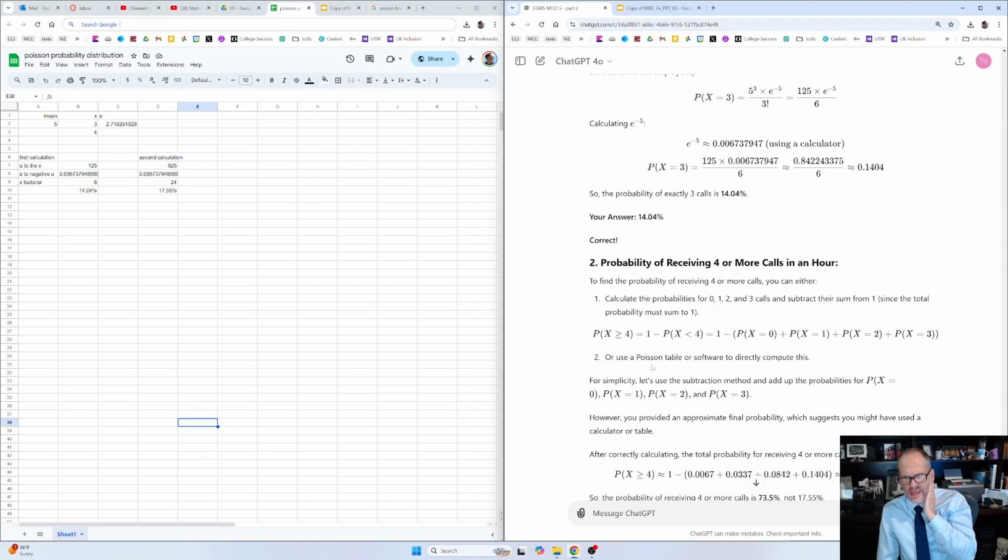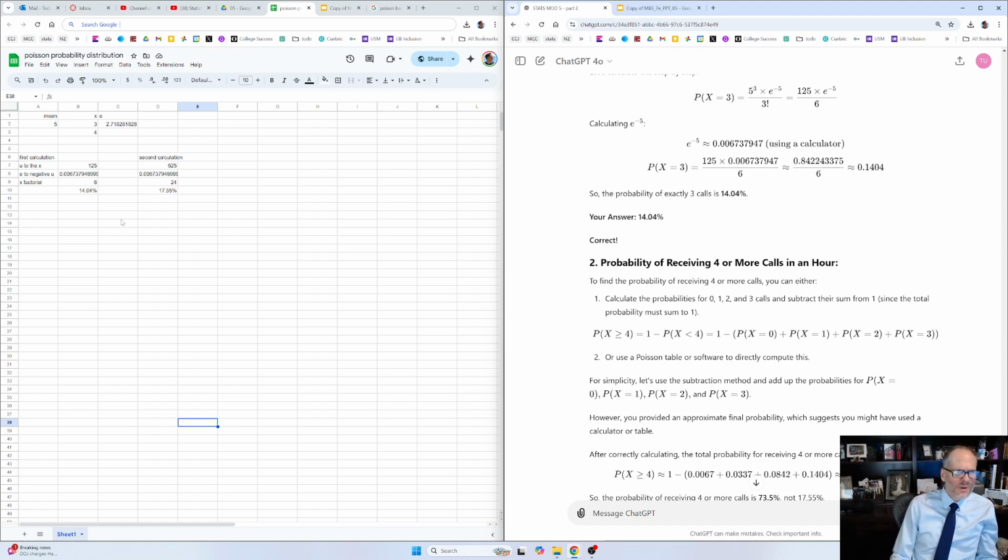That's awesome. And then calculate the probability, find the probability of receiving 4 or more calls. You can either calculate the probability for 0, 1, 2, and 3 calls and subtract their sum from 1, since the total, that makes sense. Or use a Poisson table or software to directly compute this. So we'd have to calculate the probability of receiving 4 or more calls. So we calculate for 0, 1, 2, or 3, and then subtract that. Let's do that before we see here.